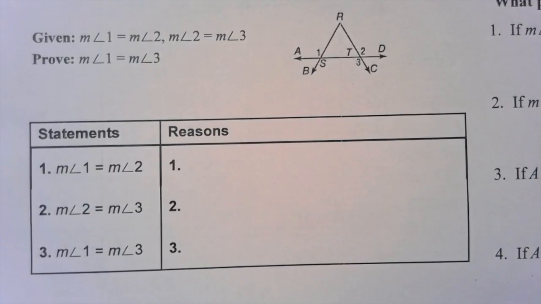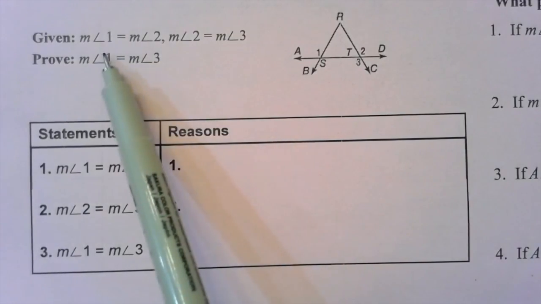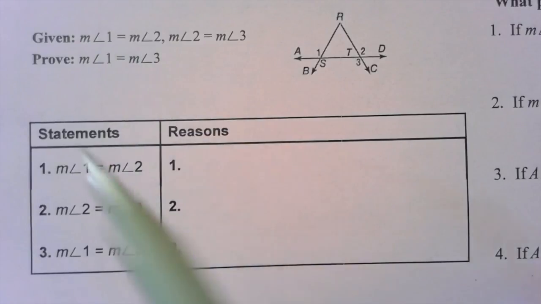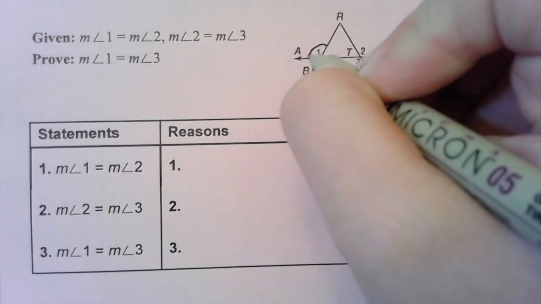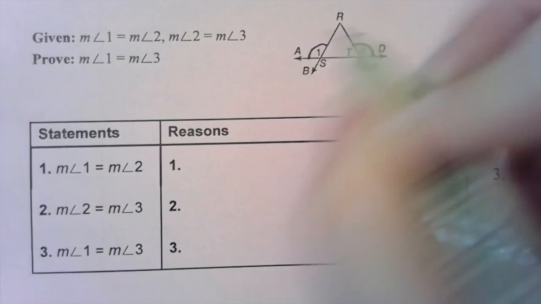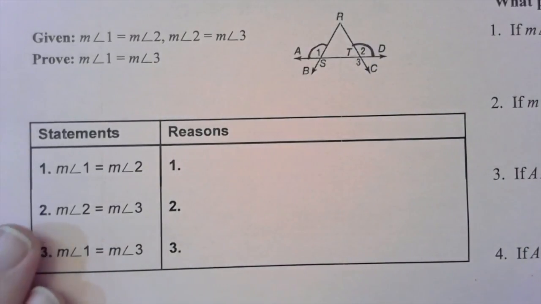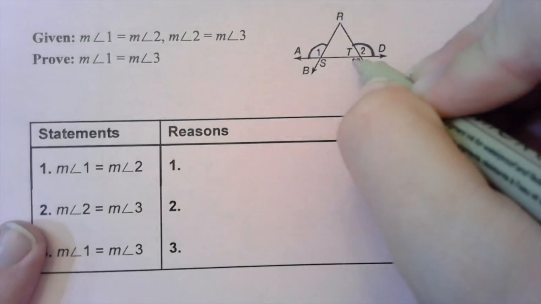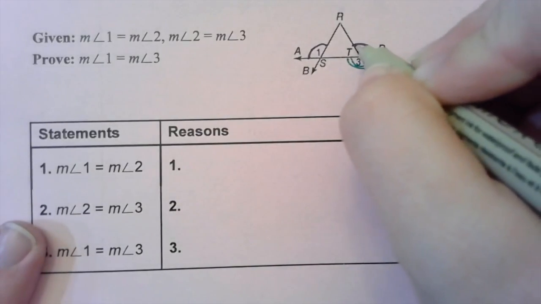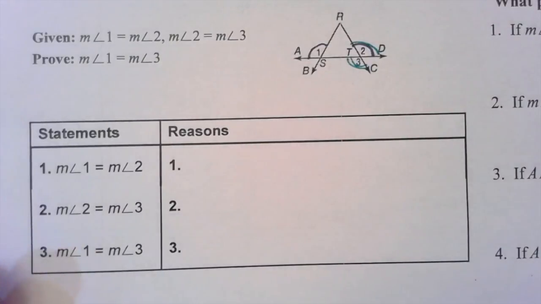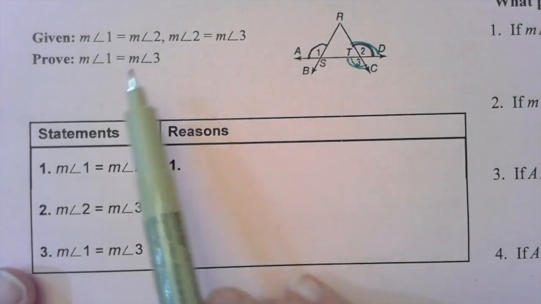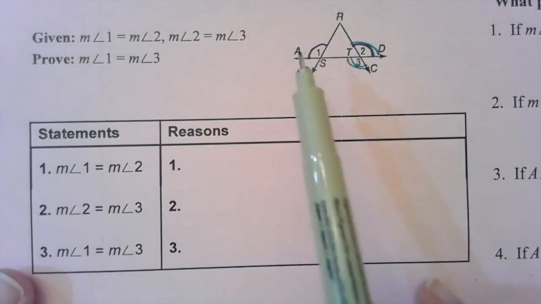So we have that the measure of angle 1 is equal to the measure of angle 2. So the measure of angle 1 right here is equal to the measure of angle 2. And then we have that the measure of angle 2 is equal to the measure of angle 3. So we also have that these are equal. They want us to prove that 1 and 3 are equal as well.